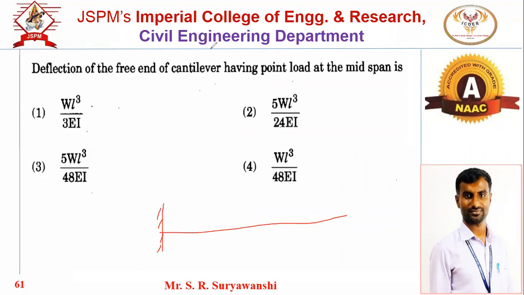And it is having the point load at a free end. Suppose this will be W and this will be L by 2. This will be L by 2. And what we want? We have to find out the deflection at free end. Suppose this is point B. We have to find out YB.